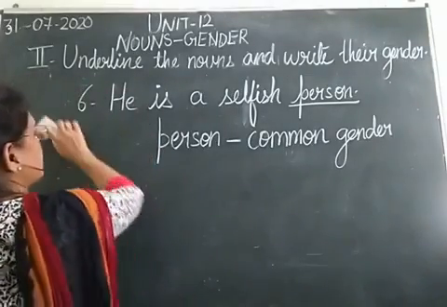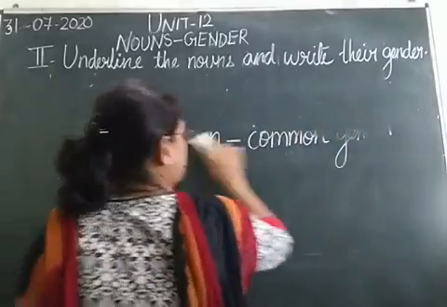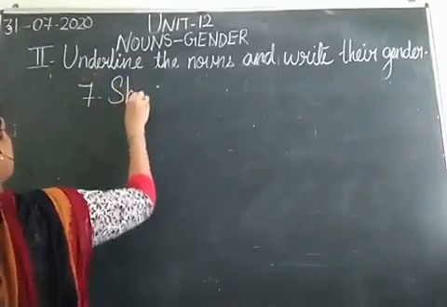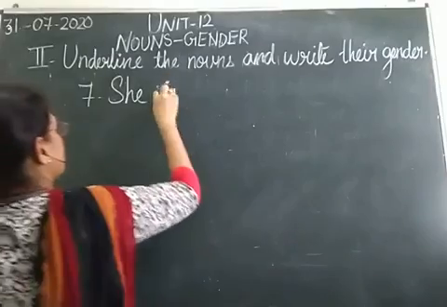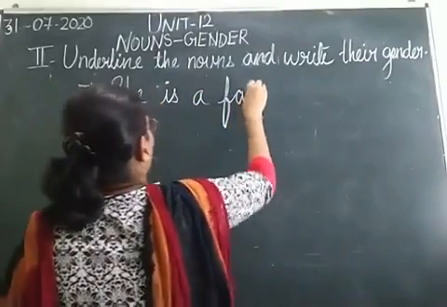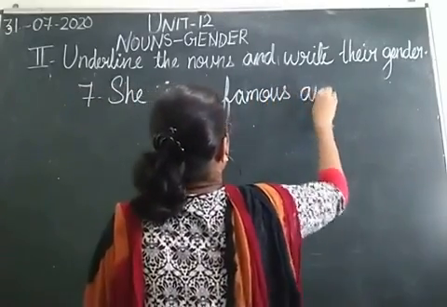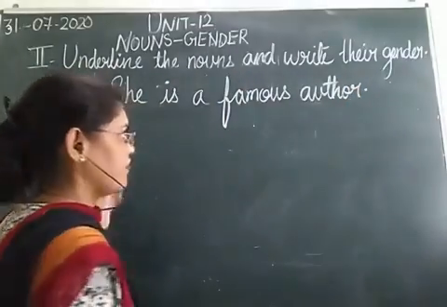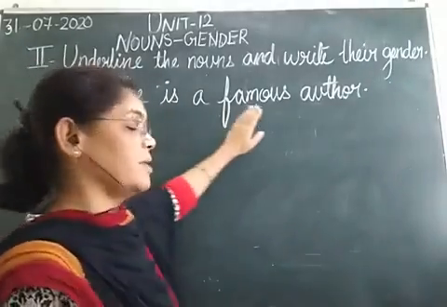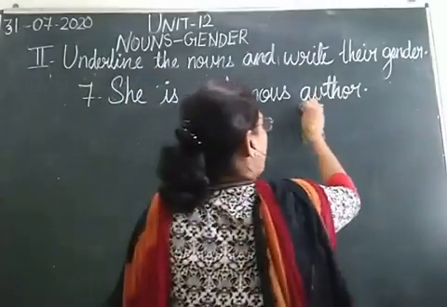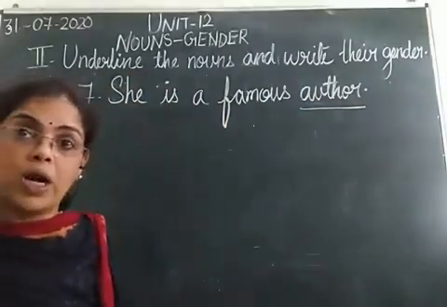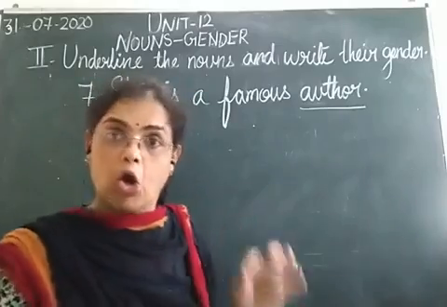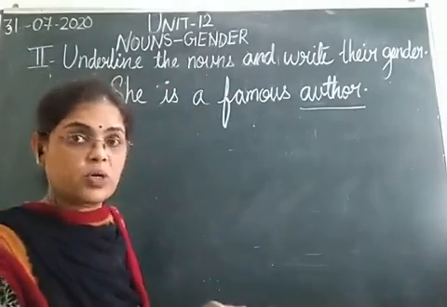Now the seventh one. She is a famous author. Students, she is a famous author. She pronoun हुआ, famous adjective, noun क्या हुआ? Author. What do you mean by author? A person who writes books is known as author. जो बड़ा books लिखते हैं उनको क्या बोलते हैं? Author. Fine.